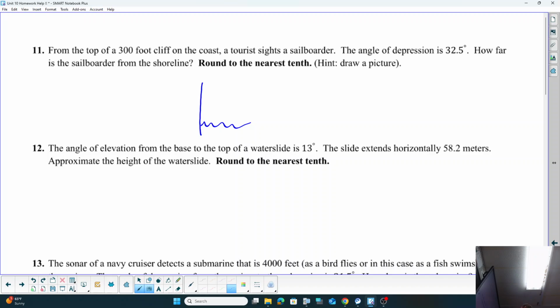a tourist sights a sailboarder. Yeah, here's a sail and a boarder. Woo, yeah, let's go, sailboarding. The angle of depression is 32.5 degrees. How far is the sailboarder from the shoreline? From the shoreline.